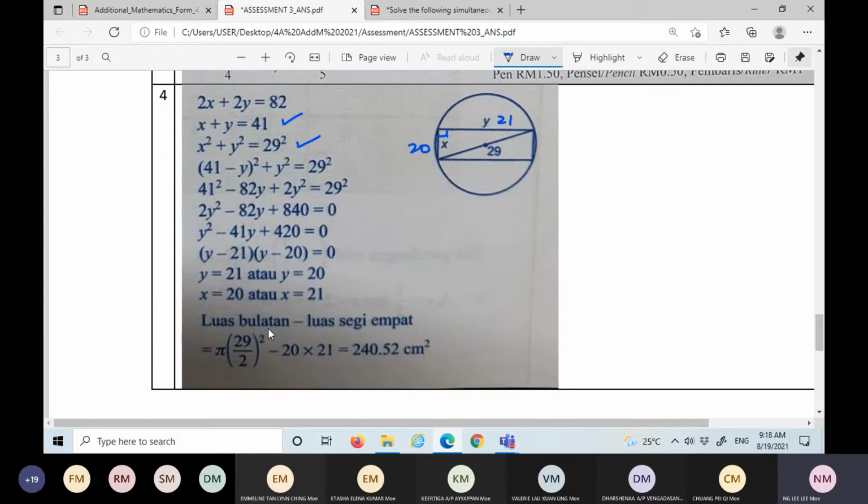The area of the circle is pi r squared. The radius is the diameter divided by 2, so 29 divided by 2, the whole thing squared. Then you get the answer. So this is about question number 4.